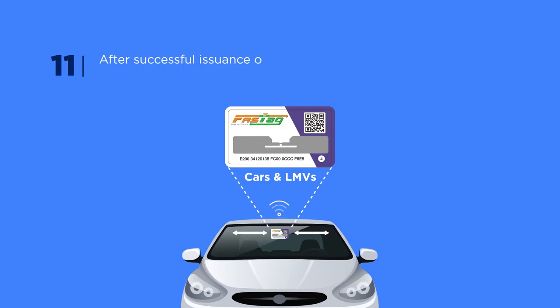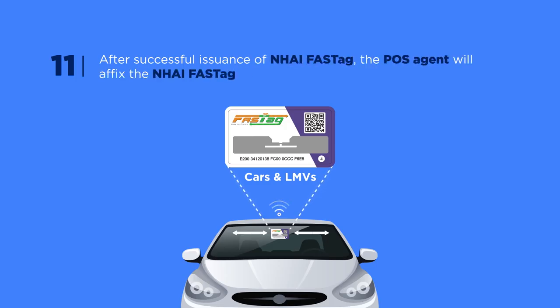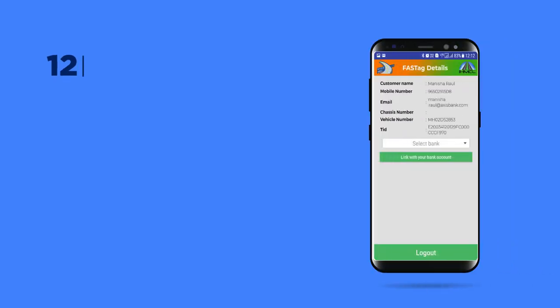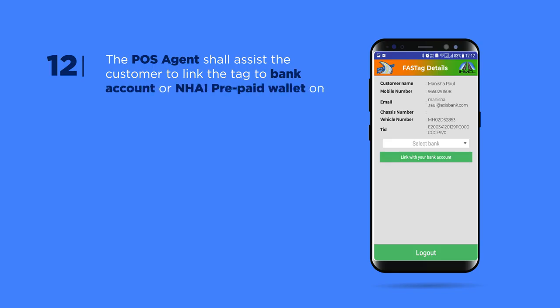11. After successful issuance of NHAI FASTag, the POS agent will affix the NHAI FASTag at the recommended place on the vehicle windscreen. 12. The POS agent shall assist the customer to link the tag to bank account or NHAI prepaid wallet on My FASTag app.